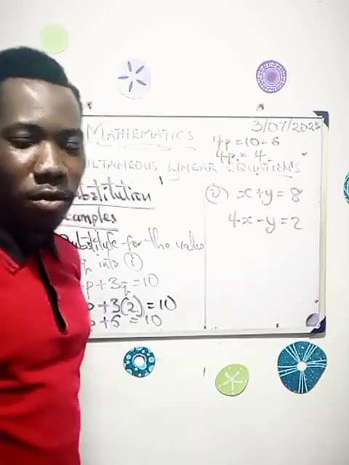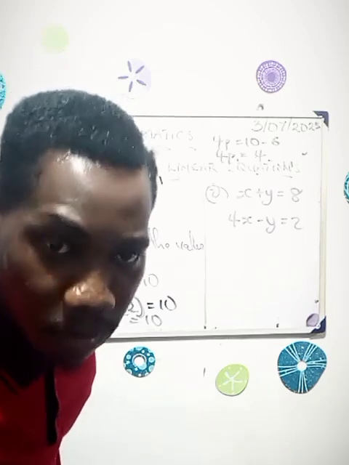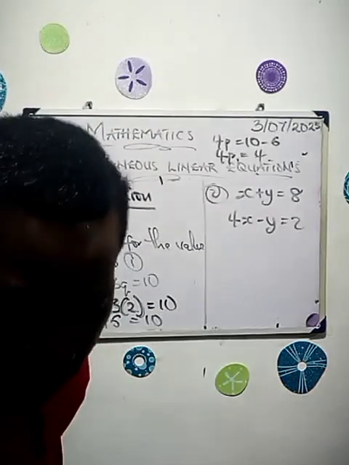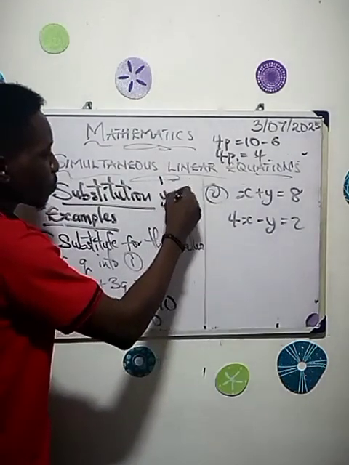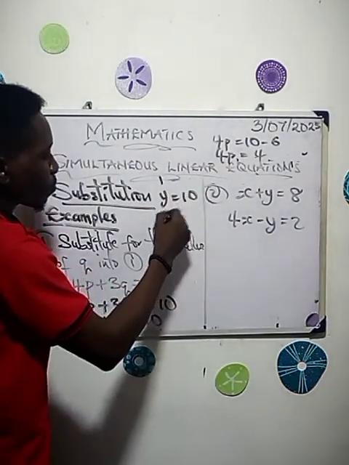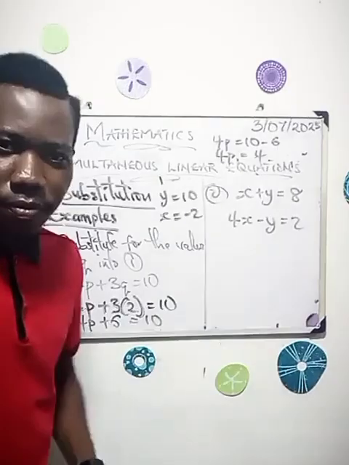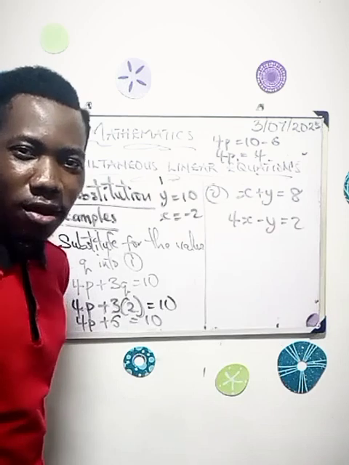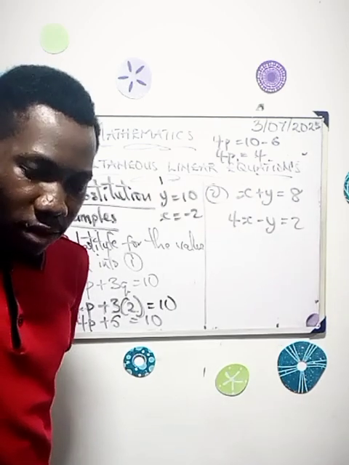So are we working it out? Okay, well, it's done. Y equals 10 and x equals minus 2. We're waiting for others. All right, Trisha.